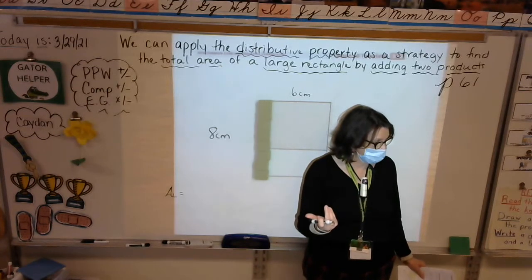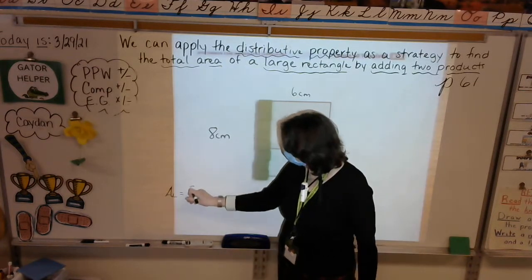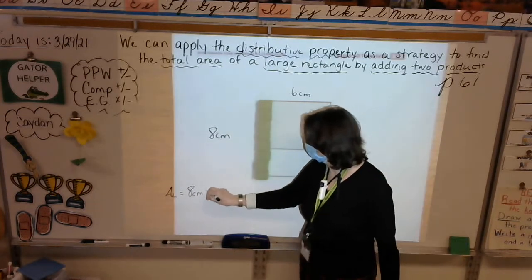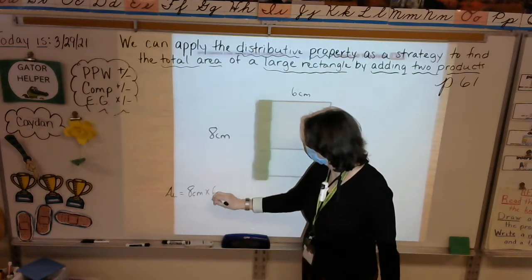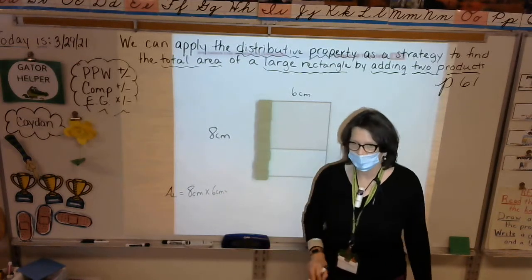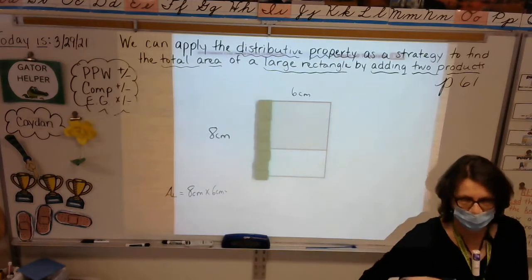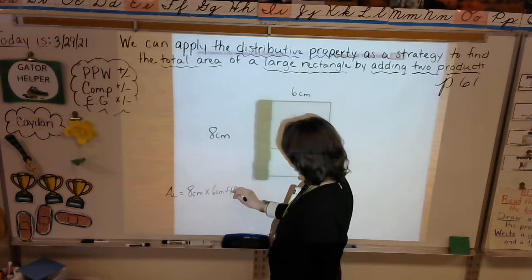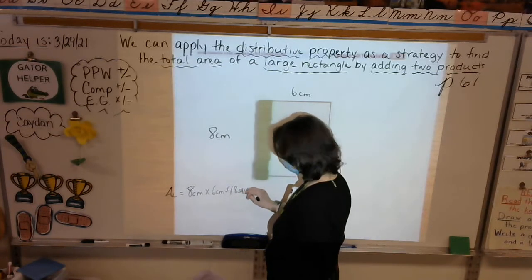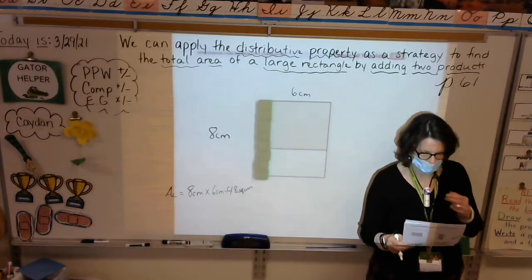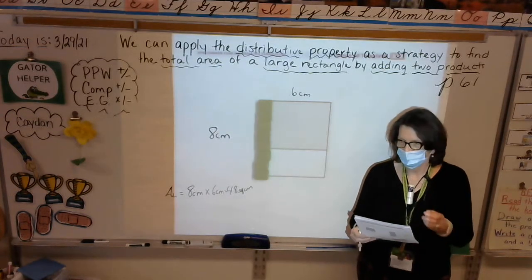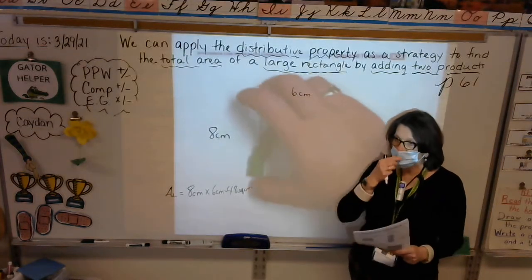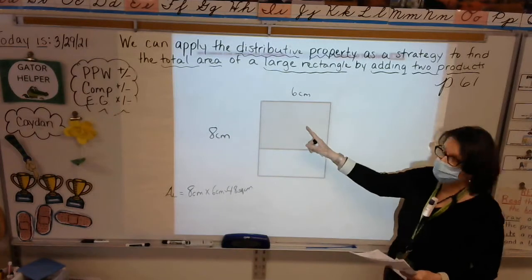We would multiply the side lengths. So we would say 8 centimeters, which represents this side, times 6 centimeters, which represents that side. And if you know your facts, 8 times 6 is, help me out class, it is 48. 48 square centimeters. So we know that the total area is 48 square centimeters. We're not adding, multiplying 6 times 8. Okay? All right, now we're going to look at the area of the shaded rectangle.